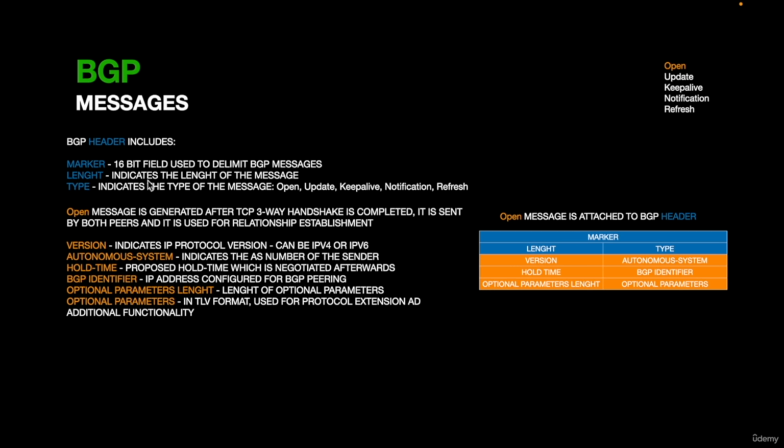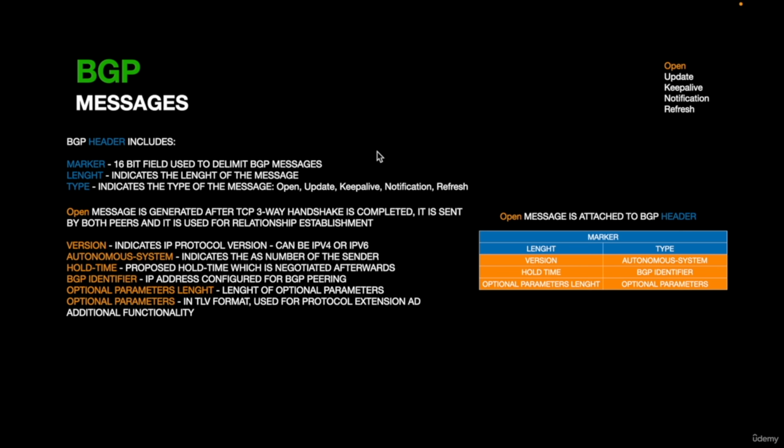The marker is a 16-bit field message used to delimit the BGP messages. Length indicates the length of the message, and type indicates the type of the message. It can be open, update, keep alive, notification or refresh.